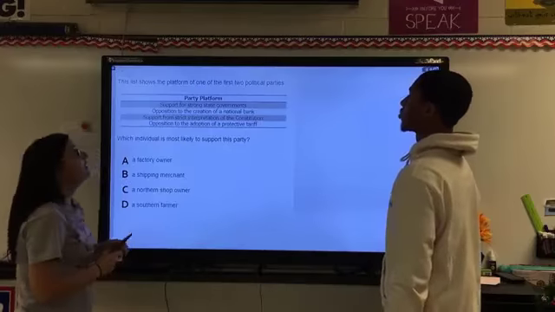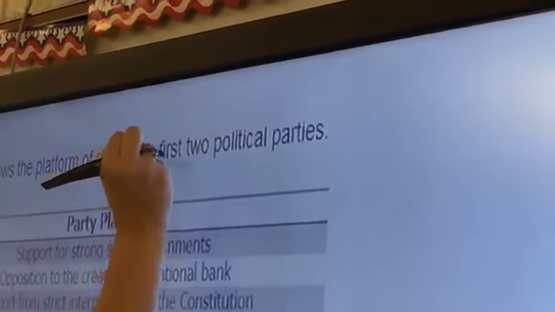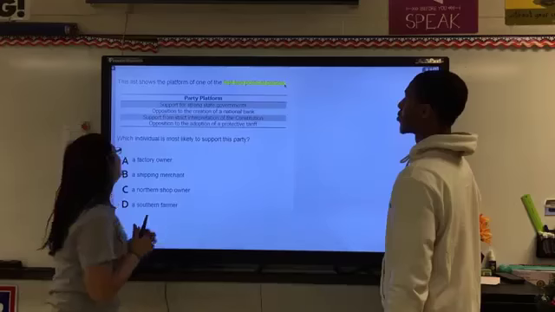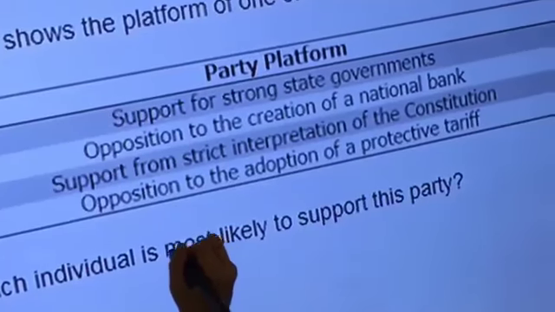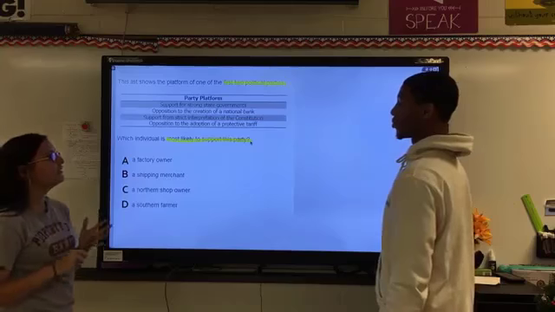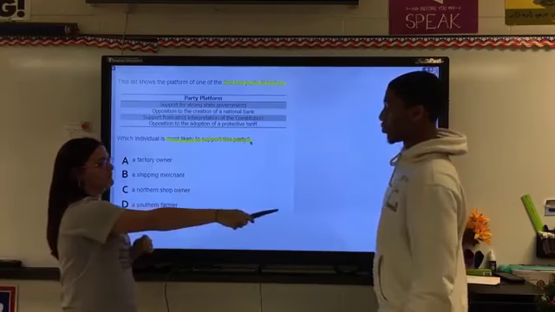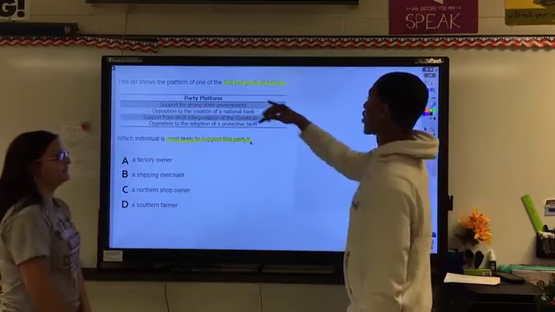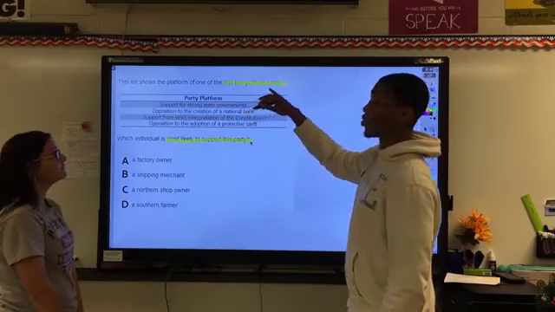The list shows the platform of one of the first 2 political parties. Which individual is most likely to support this party? The next step in this process is to explain the key points of the question. So, the key point of the question is the first 2 political parties.